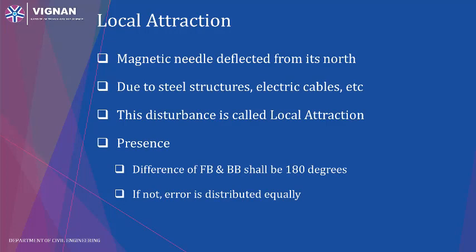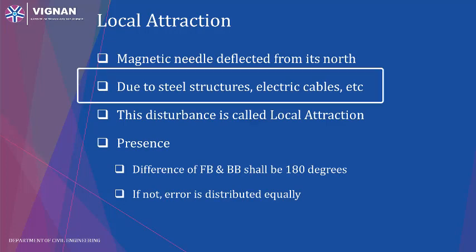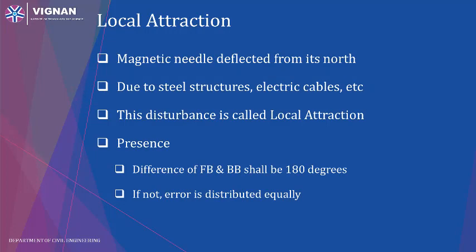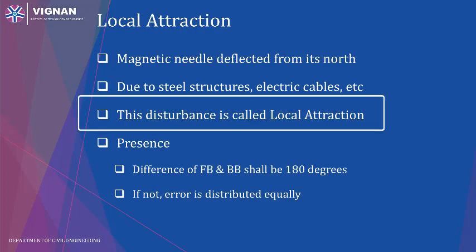When this magnetic needle is attracted to steel structures or electrical cables, when we set up our instrument station very nearby to this construction or the existing man-made structures, then the magnetic needle, due to its polarity, will deviate from its north. This deflection from its magnetic north due to the effect of magnet is called local attraction.